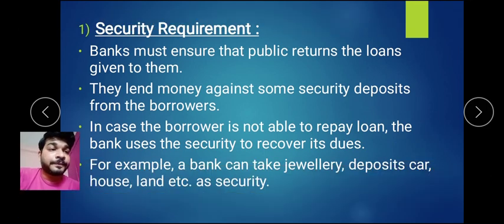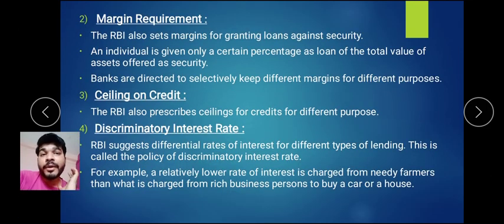Then comes the second one, that is margin requirement. Margin requirement talks about how they will grant you only some margin. They will keep some margin with them. For example, if you have a house of 1 crore rupees and you want to take a loan, you keep the papers of your house with the bank, and they will give you near 60 to 70% as loan, and 30 to 40% is kept by the bank. So the total value is not given, but some margin is taken by the bank, and the remaining is given. This is margin requirement.